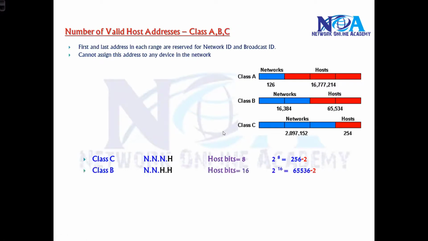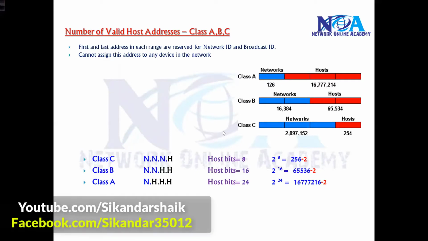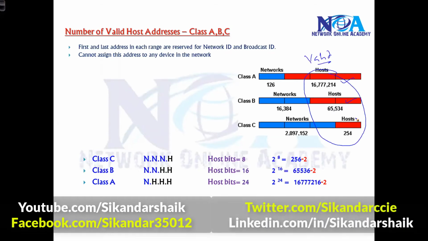Similarly, in the B class also we get 65,536 addresses. We cannot use 2 addresses, minus 2 always, because for valid hosts we always have to subtract 2. Similarly, in A class we get 16777216 addresses. In that, the first and the last address we cannot use, for network ID and the broadcast ID. After subtracting 2, these are the valid host addresses we get in each network.